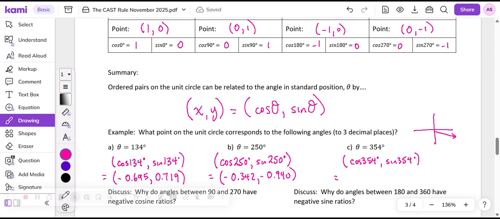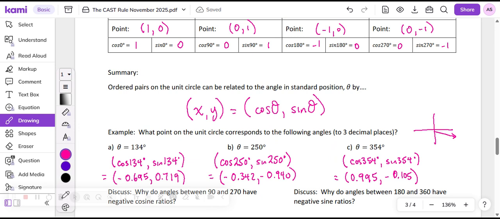Yeah, cosine 354, 0.995 if you round to 3 decimal places. Sine 354, negative 0.105. So every angle corresponds to a point on the unit circle. The cosine is the x and the y is the sine.